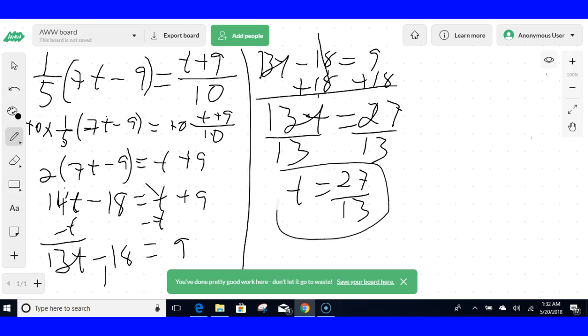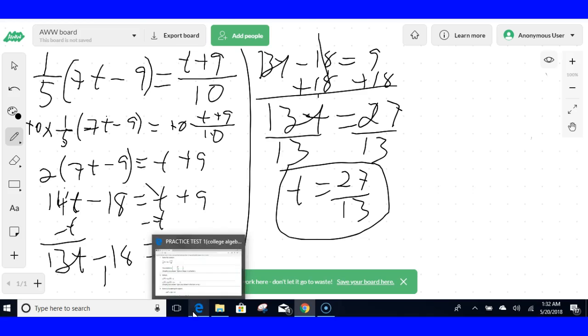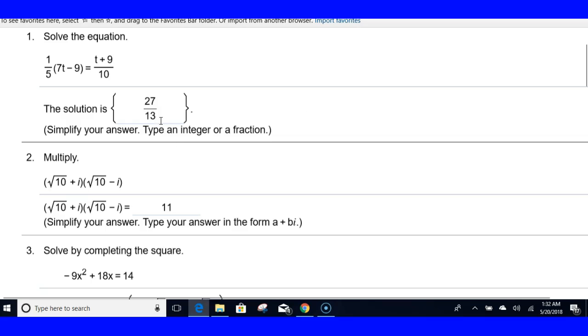And that's how you get to this answer here, 27/13. So now number 2.